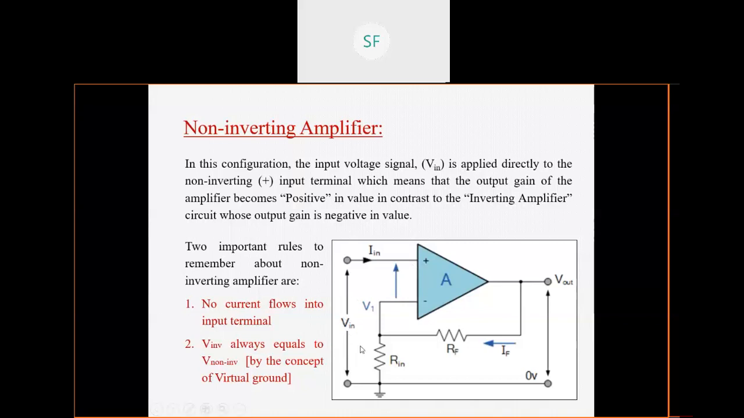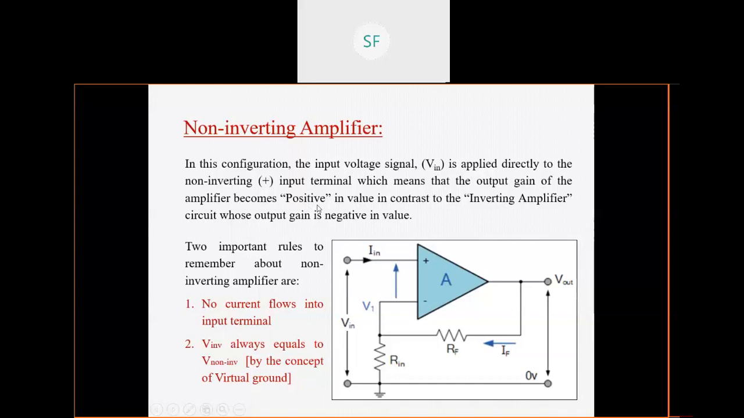No, this is your V in. So V in is connected to this particular thing, the non-inverting terminal. In this configuration, the input voltage signal V in is applied directly to the non-inverting input terminal, which means that the output gain of the amplifier becomes positive.